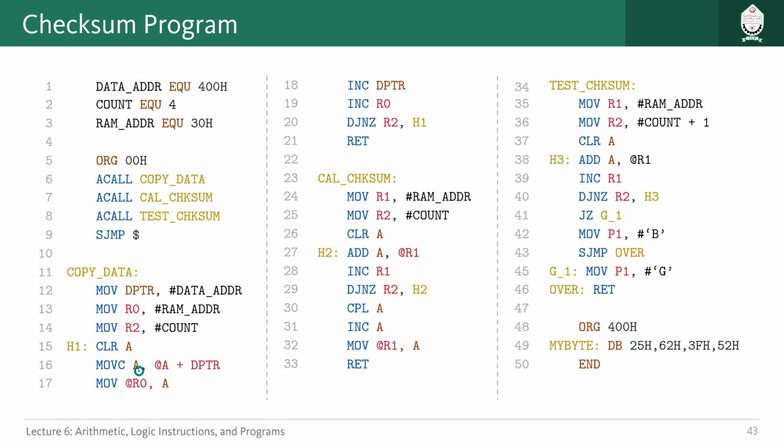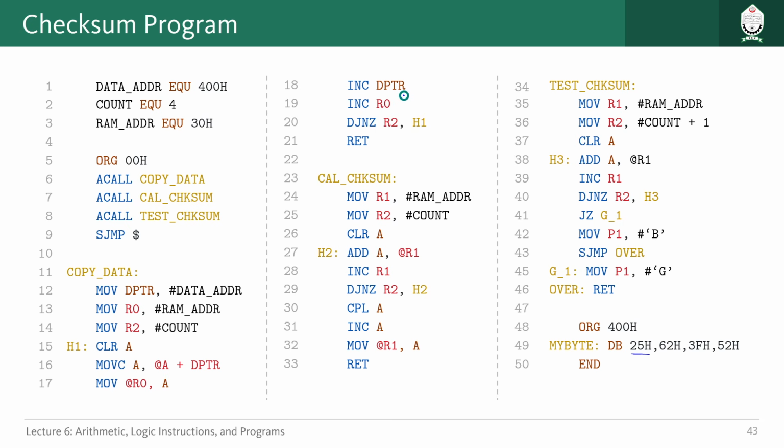So now we are going to start the loop. First of all, we have cleared register A. Then A plus DPTR: DPTR is currently storing what? 400h. A is 0 and DPTR is 400h. So we are going to fetch from here basically the 400h location and move that to A. After that, A currently has 25h. So that 25h should be moved to the first RAM location 30h. That will be done with this particular line.